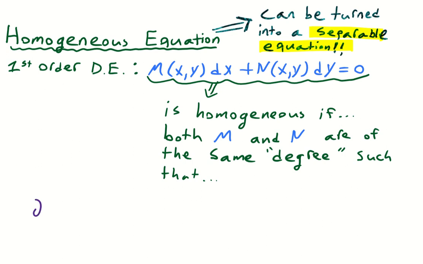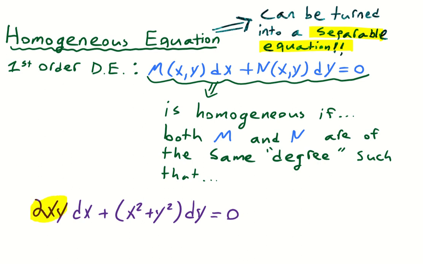Say you had 2xy dx plus the quantity x squared plus y squared dy is equal to 0. The first question is, is this a homogeneous equation? We'll treat 2xy as the function M of x, y, and we'll treat x squared plus y squared as the function N of x, y. The question is, are they of the same degree?